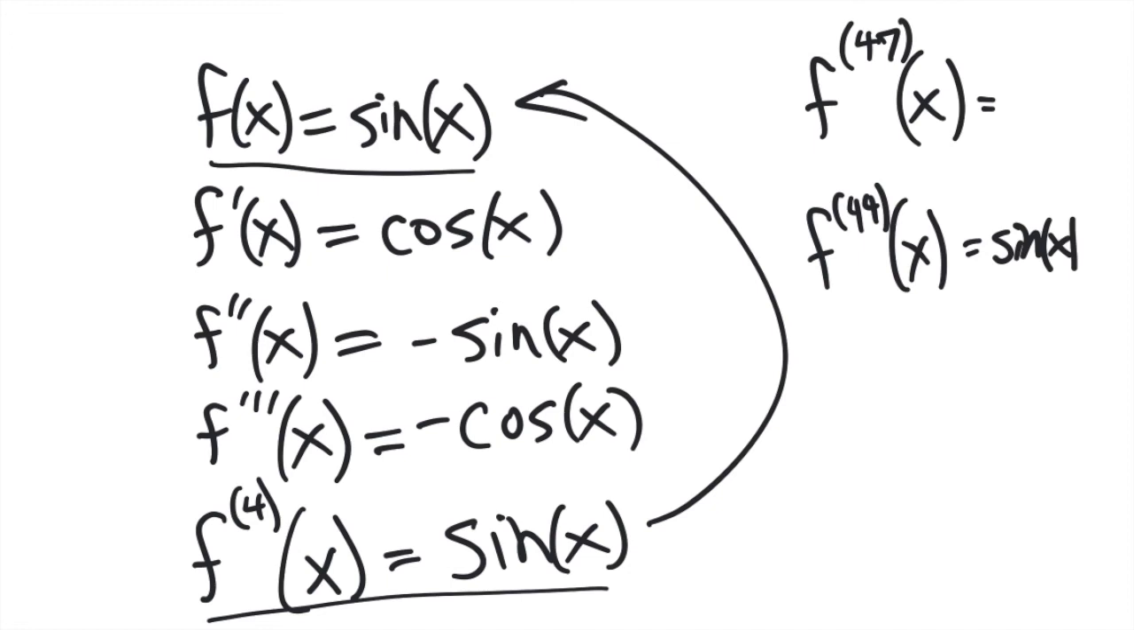We basically start the process over again. And so if the 44th derivative of f is the sine of x, what's the 47th derivative? Well, this would be 44, 45, 46, and that means that with this repeating behavior, the 47th derivative, you would end up getting a negative cosine of x.